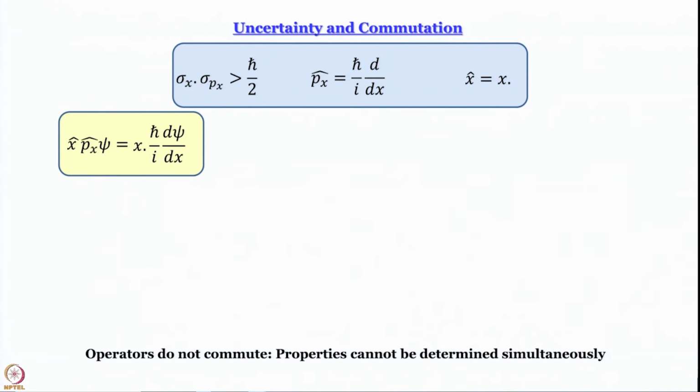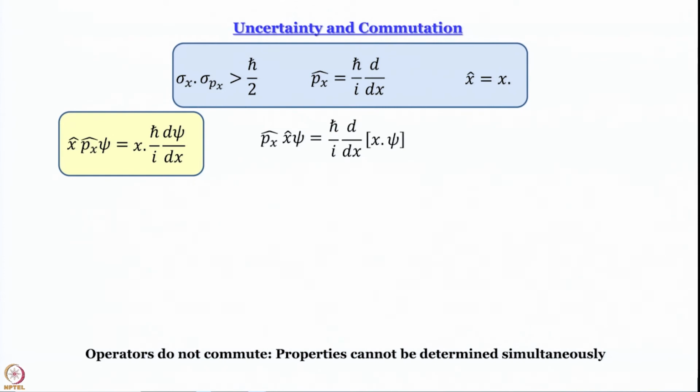x multiplied by ħ/i dψ/dx. Let us do the commutation. Let us invert the sequence of operation: p̂x x̂ ψ. What would that be? x̂ operating on ψ is just x multiplied by ψ.